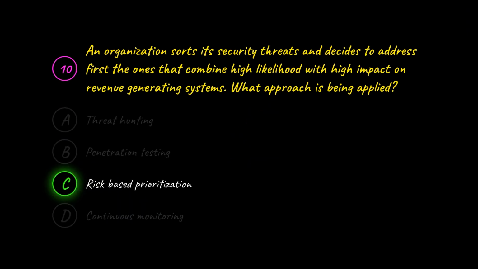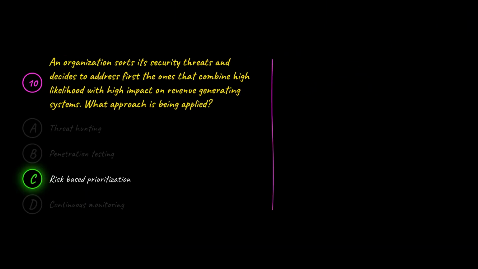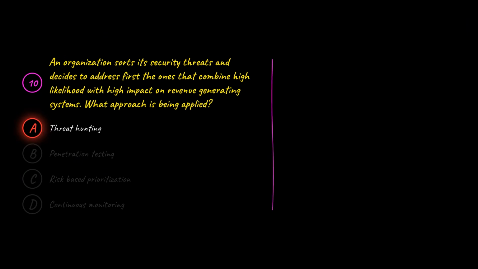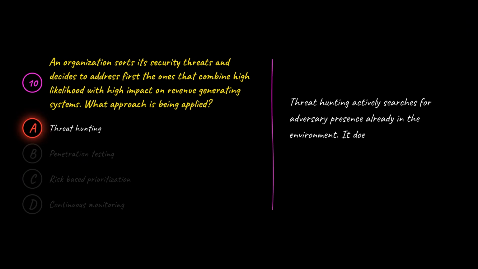The correct answer is C. Risk-based prioritization. C is correct because risk-based prioritization ranks threats by combining likelihood and impact, then directs resources to the highest risk items first. The scenario describes that exact reasoning. A is wrong because threat hunting actively searches for adversary presence already in the environment. It does not concern the planning step of selecting which threats to address first.